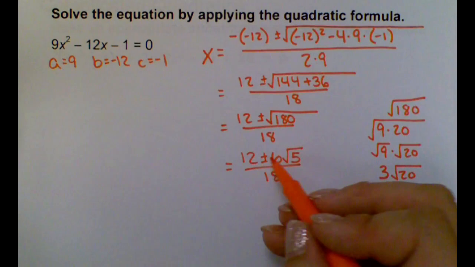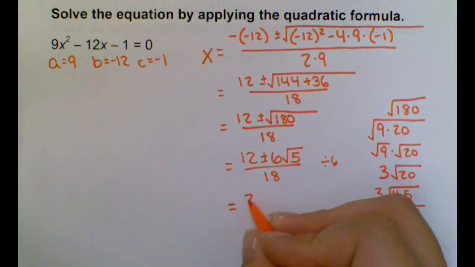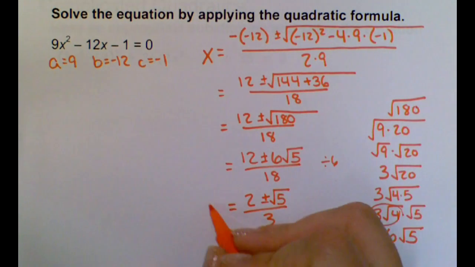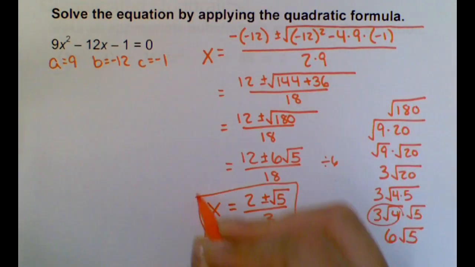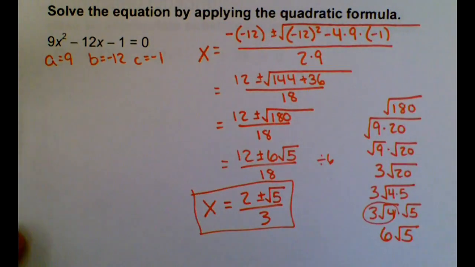And now all 3 of my coefficients can be divided by 6. So let's do that. I get 2 plus or minus the square root of 5 over 3. And there are my 2 solutions. If I wanted those as a decimal, I would type in 2 plus the square root of 5, divide that by 3, and then 2 minus the square root of 5, divide that by 3.